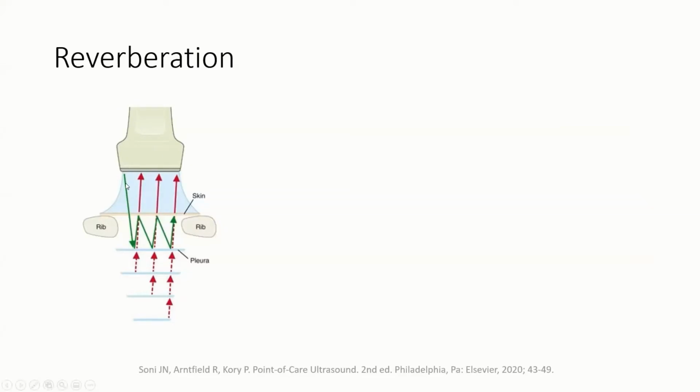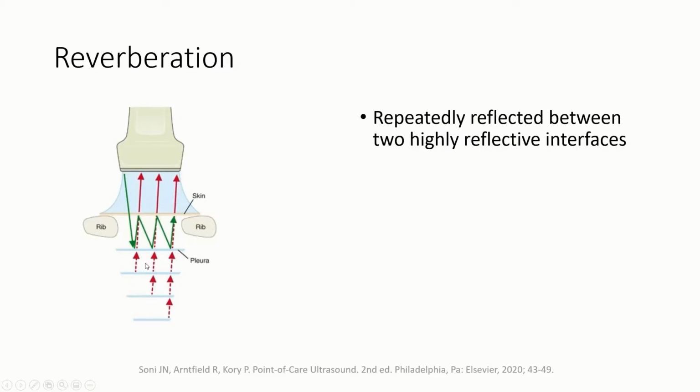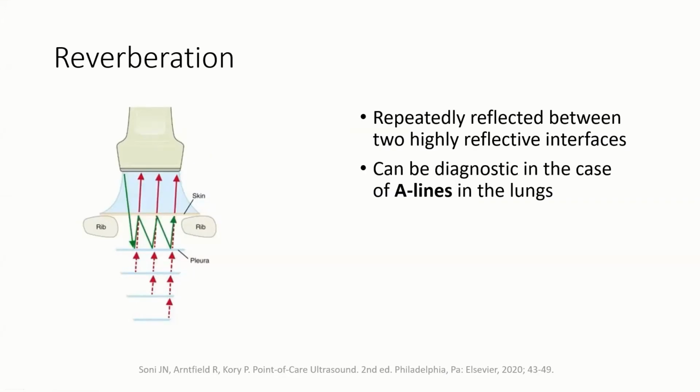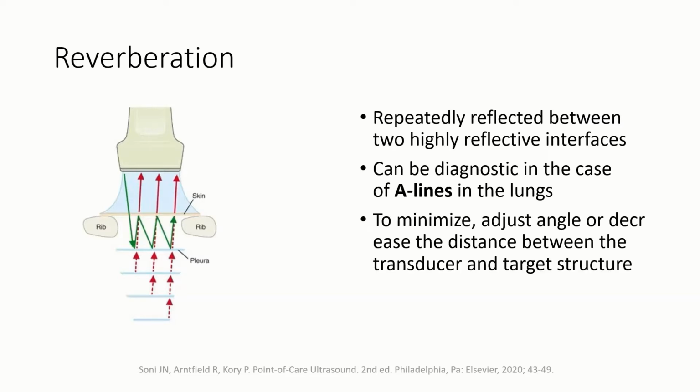As you can see, the ultrasound waves reflect multiple times, making those artifacts. Waves repeatedly reflected between highly reflective interfaces cause this artifact. As I mentioned, those are typically seen as A-lines. To minimize this artifact, you can adjust the angle or decrease the distance between the transducer and the target.